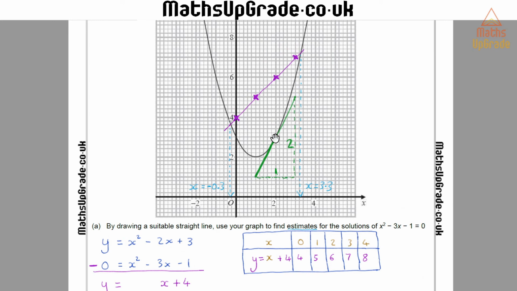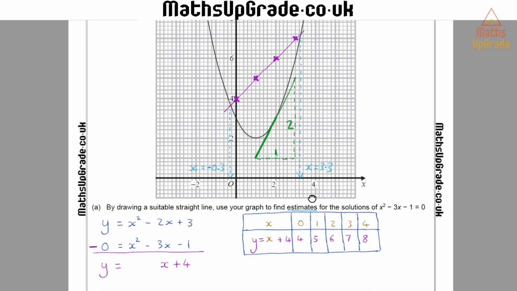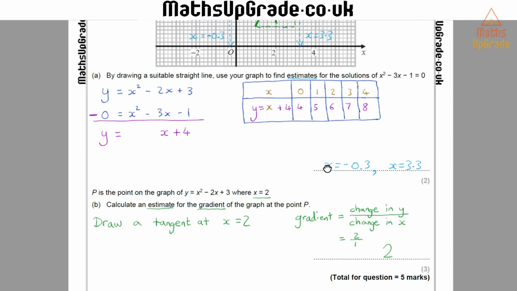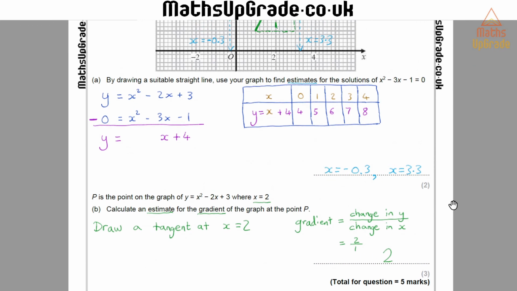This tangent here can be as long or as short as you want, but better to be longer really to make it more accurate. So I'll try and draw a tangent, okay, and find the y distance, which in my case is 2 units, divided by the x distance, which in my case is 1 unit. And then you can see that you get a value of 2, and that is 5 marks.